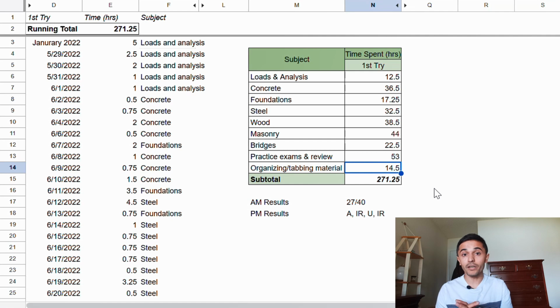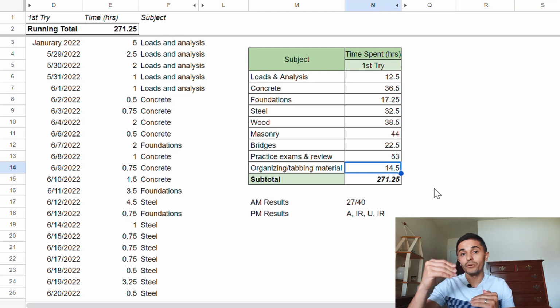I'm not sure if they will provide one like for the PE civil exam. You may not be allocating specifically this time as a line item. This may be distributed into concrete and other subjects now because you'll be spending more time reviewing ACI and all the other codes. But I think that's, again, another important time allocation.